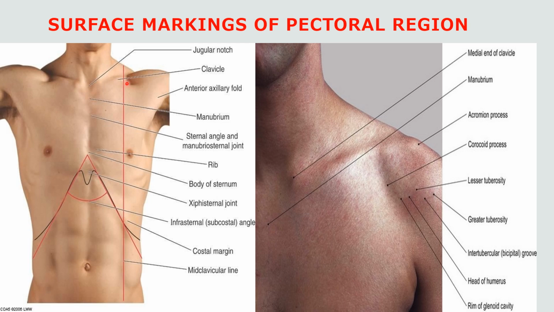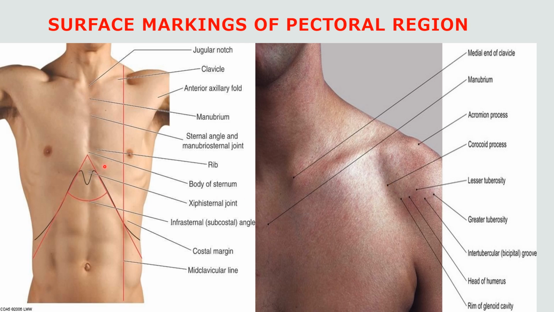Then next we have the coracoid process of the scapula. Here exactly, this is the landmark for the coracoid process of the scapula. The tip of the coracoid process is felt in the infraclavicular fossa, 2.5 centimeter below the clavicle. This is an important landmark, the coracoid process.